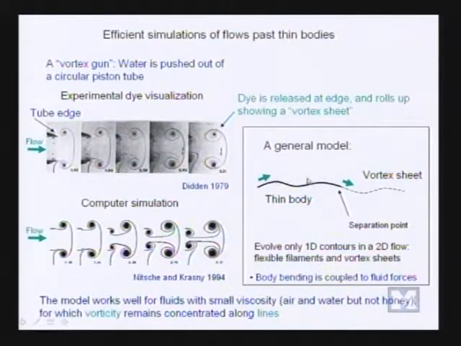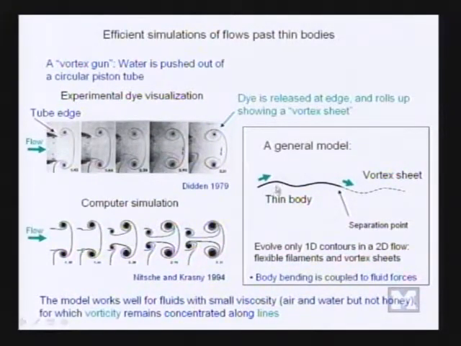So here's a cartoon of a flow past a thin body. Here's the body. You can think of that as the plastic sheet. And then this dashed line behind it is called a vortex sheet or a vortex wake. And that's basically a sequence of little vortices that come off the trailing edge of that body as it's moving through the fluid.